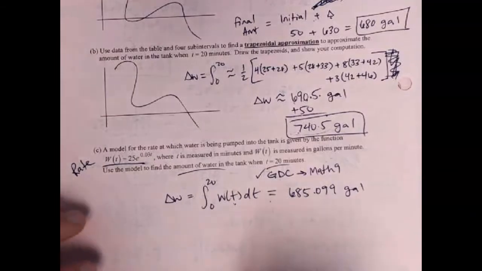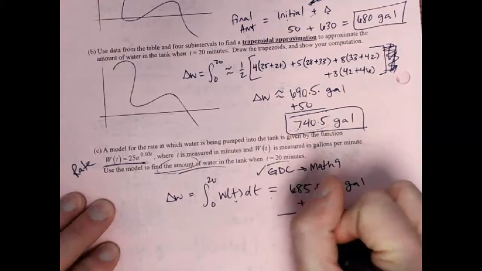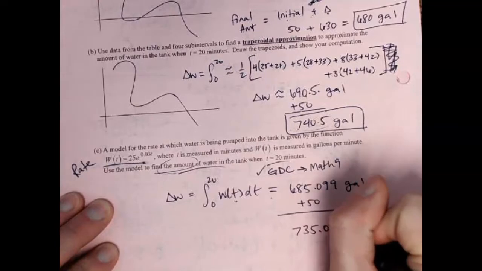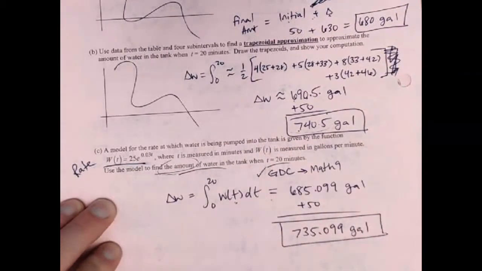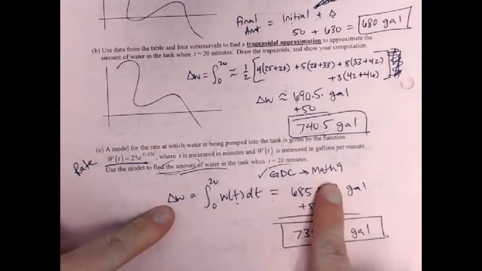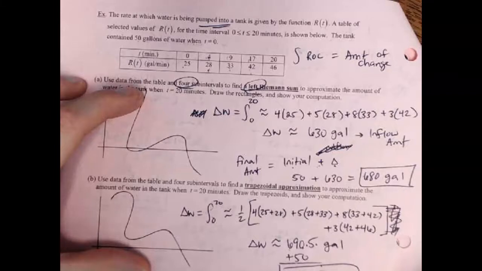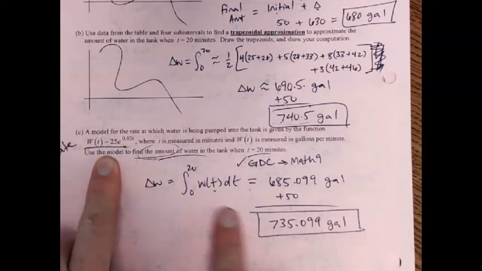But again, it says the final amount. So I'd add the 50. So I'd get 735.099 gallons. That is exactly how much water is in the tank at the end. Remember, the integration tells me the change. We can approximate that change by doing a Riemann sum, but we're going to get this exact change by actually doing the integral. We couldn't get it exact previously because we didn't know what the function was. We only had data points. But now that I have the model, now I can actually do this.